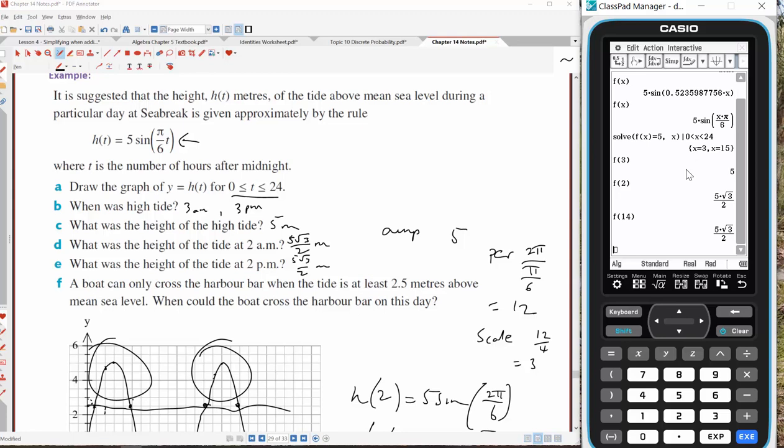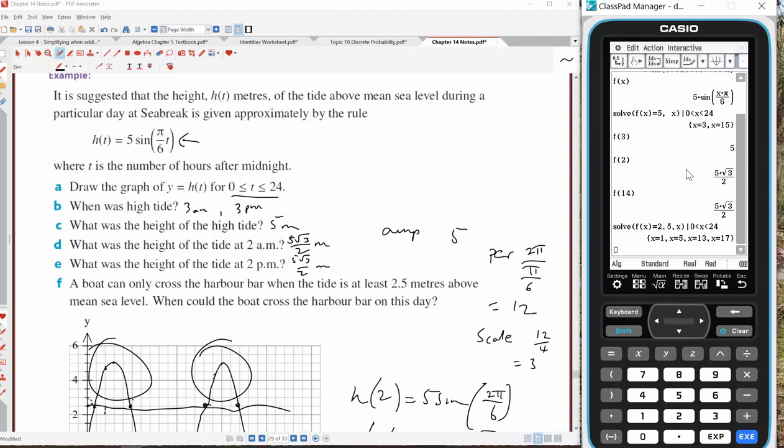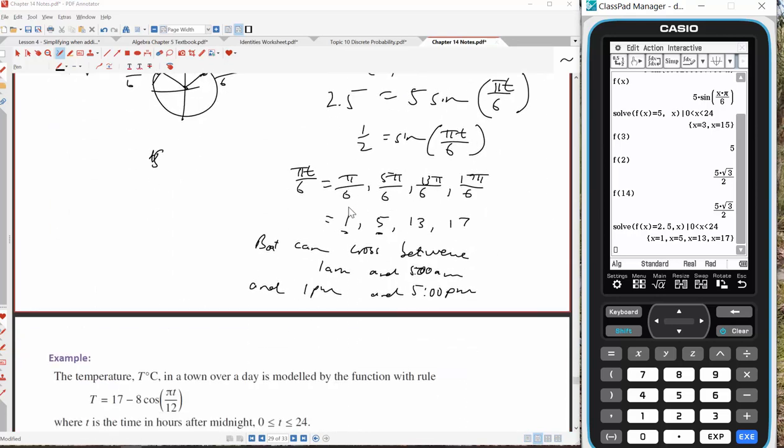And finally, a boat can only cross the harbour when the tide is at least 2.5 metres above mean sea level. Solve f(x) equals 2.5 for x, please, between 0 less than x less than 24, and it will give us exactly those times that we solved by hand. So there's how we would do all those questions on the calculator. It's very quick on the calculator.